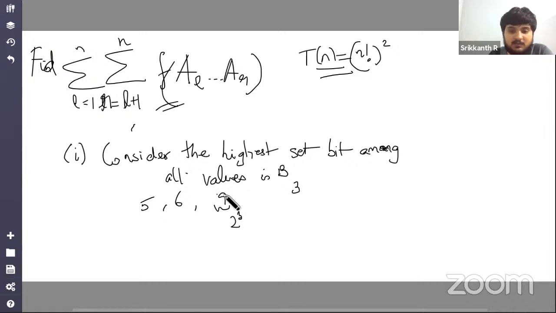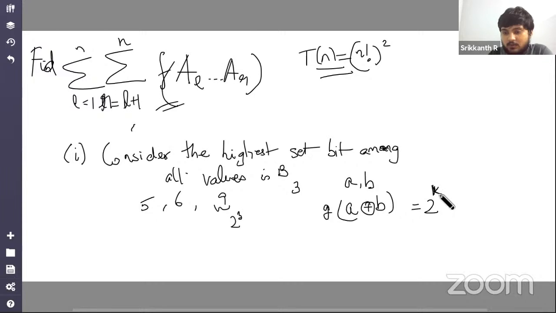So let's consider this bit and what happens to values that have this bit. In one operation, what you're allowed to do is you take a, b, you take the highest set bit in A XOR B, and that is basically your g of a, b, which is 2 power k, where k is the highest set bit in A XOR B.